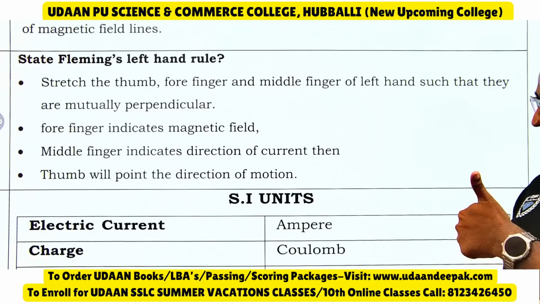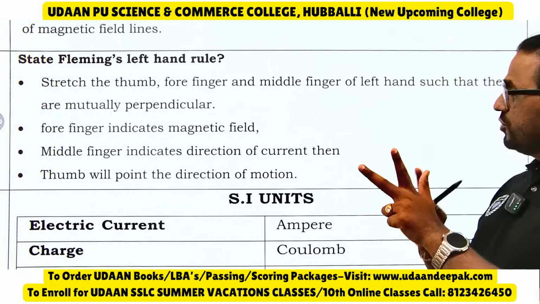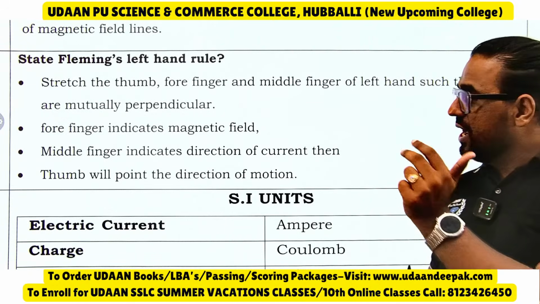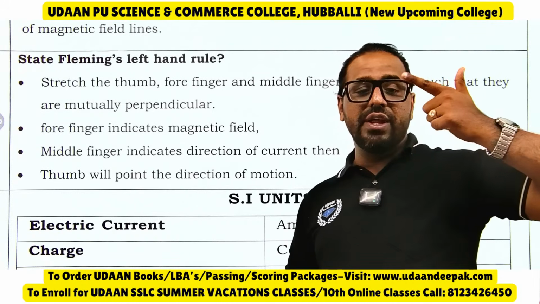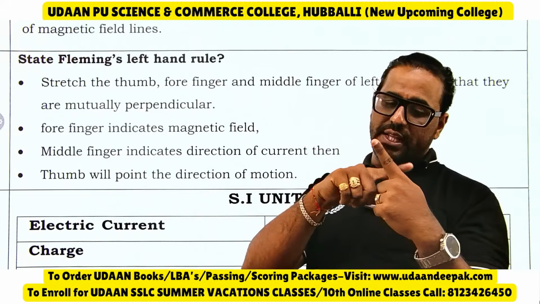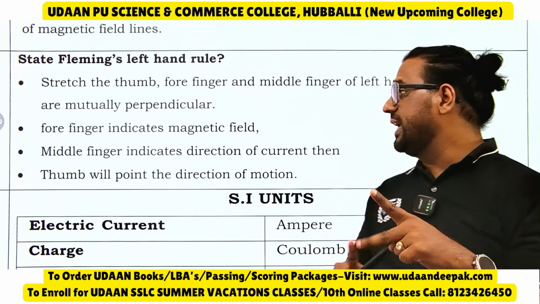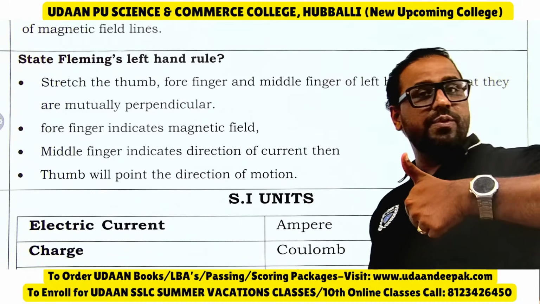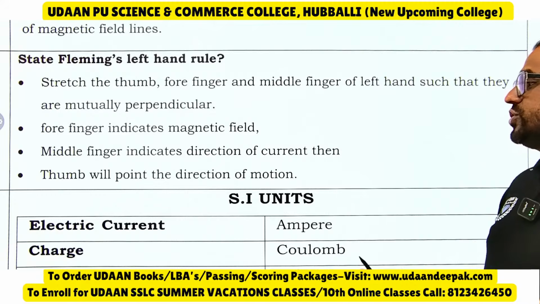See, stretch the thumb, the forefinger and the middle finger such that they are mutually perpendicular to each other. If the forefinger indicates magnetic field, M for mother, M for magnetic field, and the middle finger indicates C for children, C for current, direction of current, then the thumb points towards the direction of what? It is the motion of conductor.